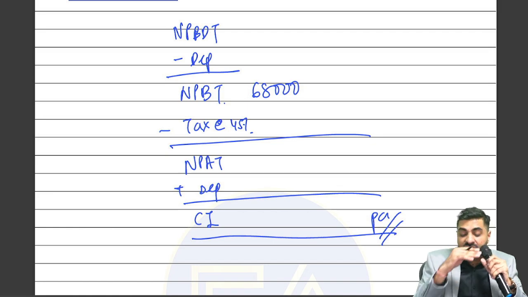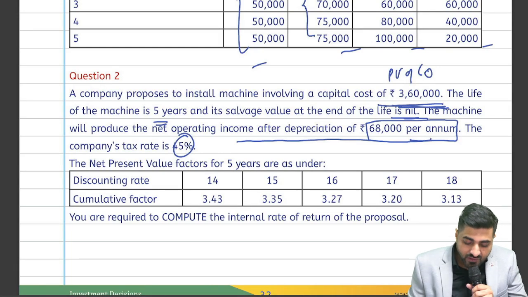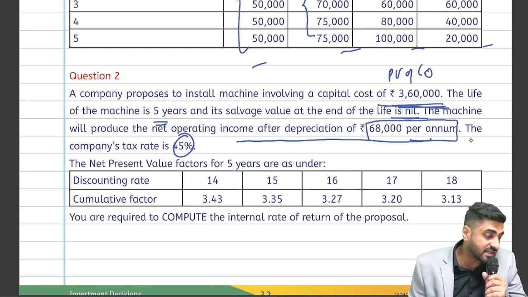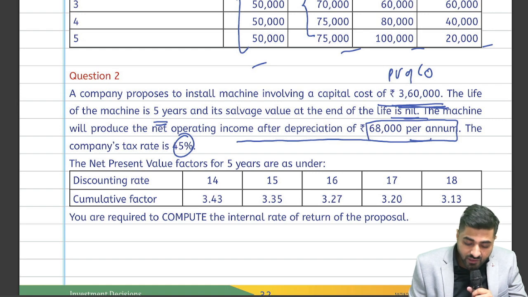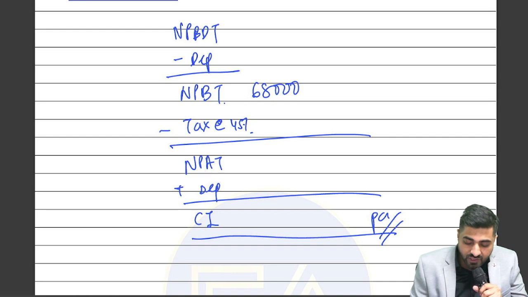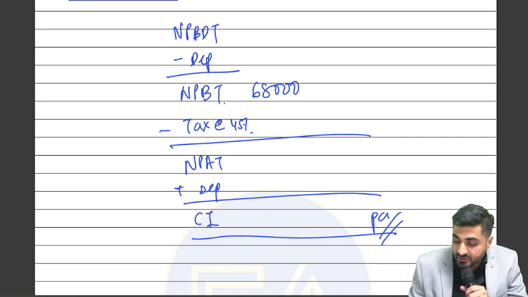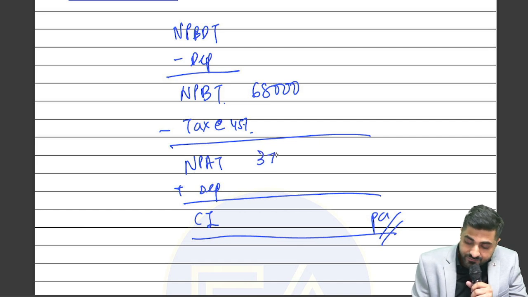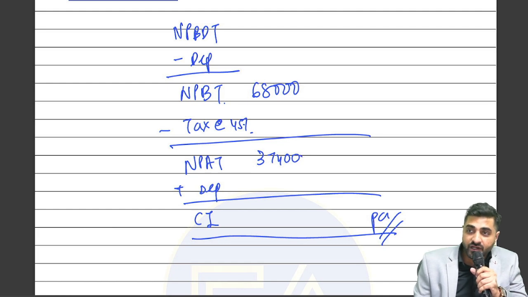And once I get the cash inflows on a per annum basis, then what do I have to do? The company's tax rate is given to you. Then we have the net present value factors and the annuity factors which are given to you. Why is the annuity factor given to you? First of all, the tax is 45%. 68,000 minus 45%, what will this be? 37,400. And then I have to add the amount of depreciation.